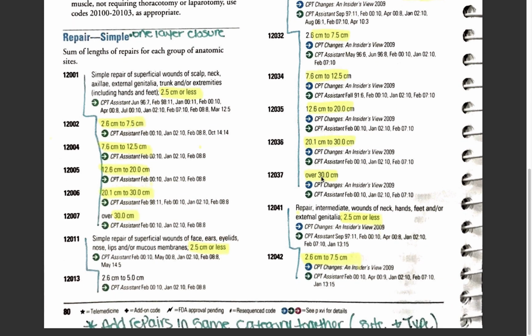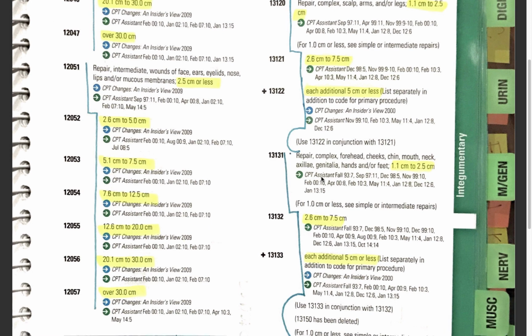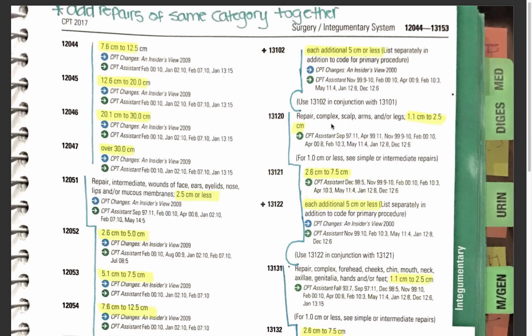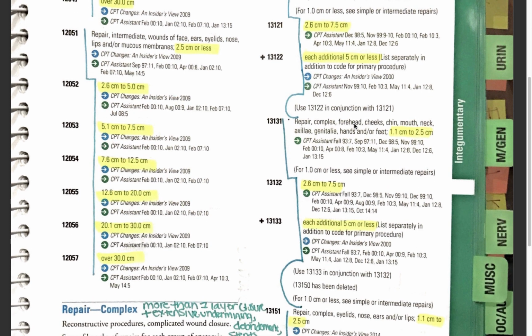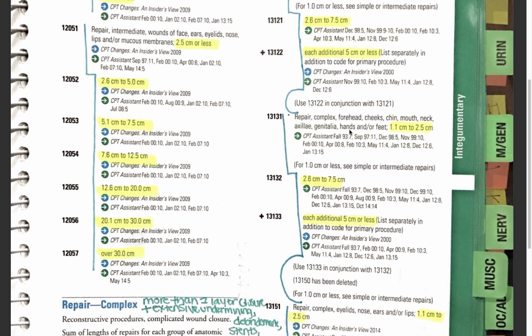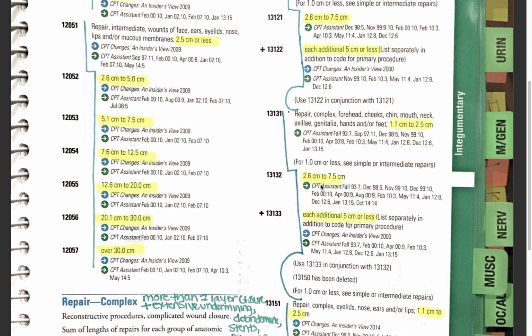Lastly, we're going to code our complex repair. It was of the neck. 13120 is of the scalp, arms, and legs, so that's not the category. 13131 is of the cheeks, chin, mouth, neck, so that is our category, and it was 4.7, so we're going to code it with 13132. So we should have had 12004, 12035, and 13132.